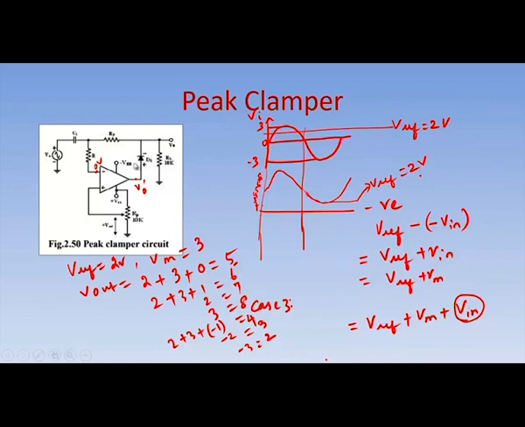If the diode is reversed, then you can clamp the negative peaks of the input signal. Here the positive peaks of the input signal are clamped. If the diode is reversed, then you can clamp the negative peaks of the input signal.